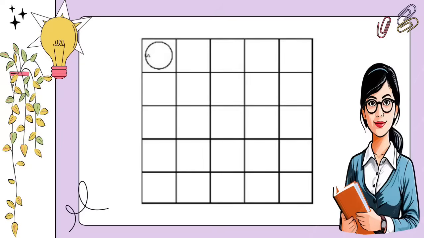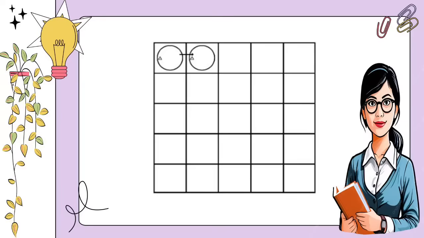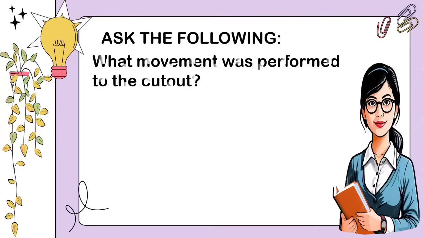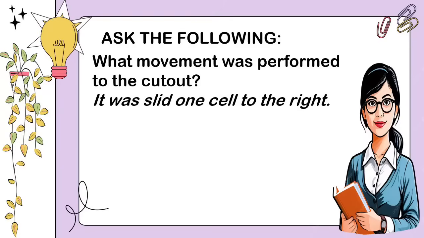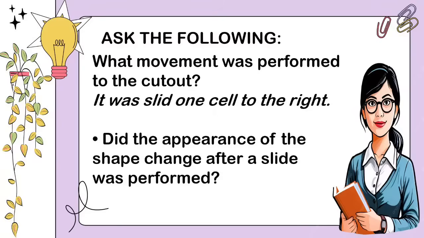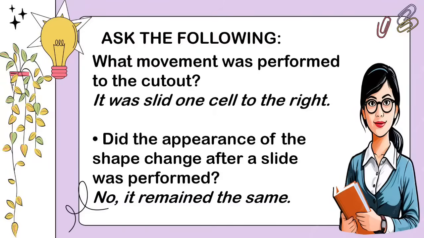Now let us place the cutout in the cell on the upper left corner of the 5x5 grid. Now let us try to slide it one cell to the right. Students, this is the new position of the cutout. Students, what movement was performed to the cutout? Did the appearance of the shape change after a slide was performed?